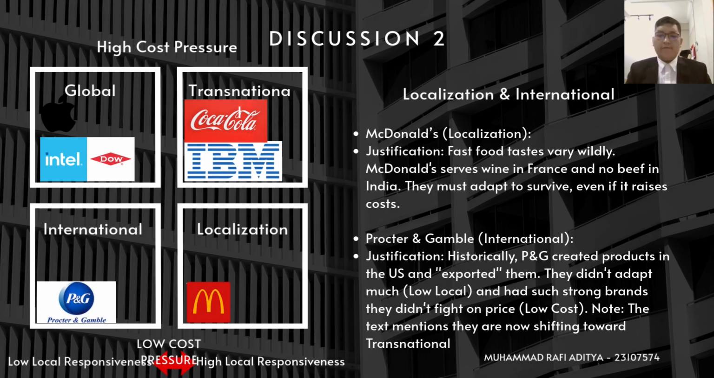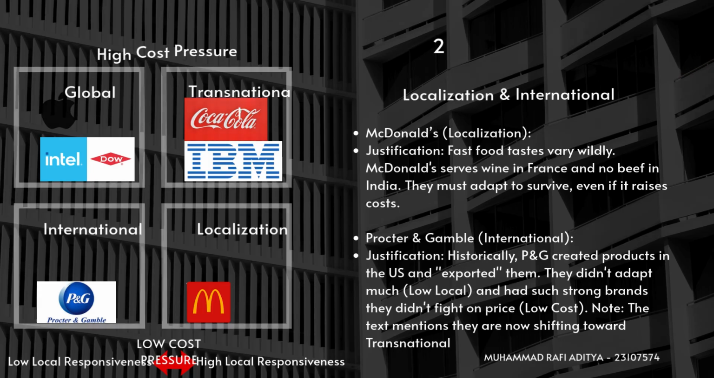And next, we have two very different firms that are categorized into two different categories. We place McDonald's in the localization segment because they must adapt to local tastes, like serving vegetarian burgers in India, to succeed, even if it costs more. Conversely, we placed Procter and Gamble in the international segment. They develop products in the US and sell them globally with little change, leveraging their powerful brand names without needing to slash the price or heavily adapt to the country.